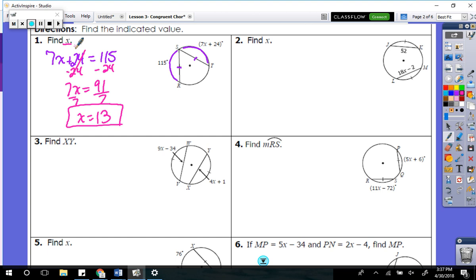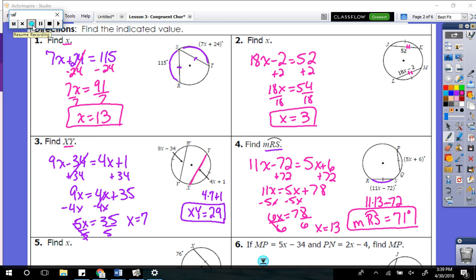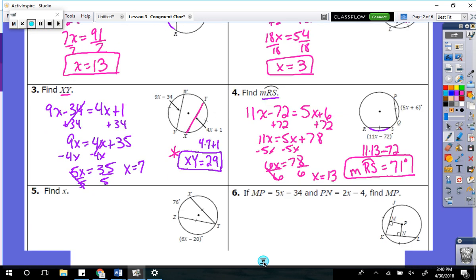Okay, so why don't you go ahead and pause, and I want you to try 2, 3, and 4. All right, here are 2, 3, and 4. Please check your work. The biggest thing is remembering here that you're looking for x, y, and here you're looking for the measure of arc RS, so you have to plug back in when you find x. You can pause this if needed to get the work done and get the checking done.